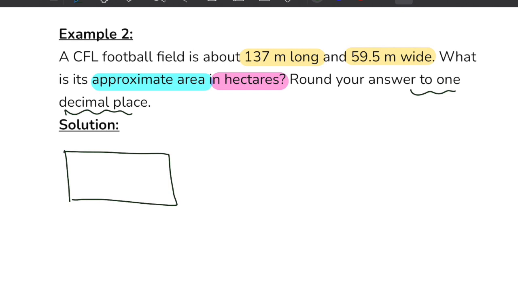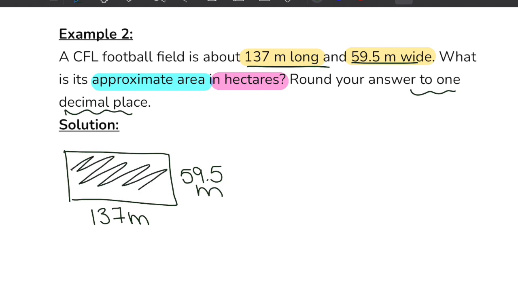Now I'm going to label this diagram. The length is 137 meters. Always write the units. The width is 59.5 meters. Okay. Now I can find the area of this rectangle. We know how to find areas of rectangles. The area is length times width. I know the length, I know the width, and that will give me the area inside.